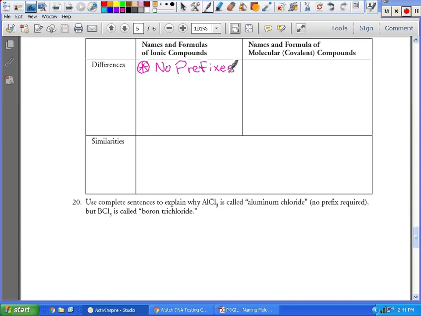Are there any other differences? Very good. What has Roman numerals? Very good. Transition. This pen's so slow today. Transition metals have Roman numerals.